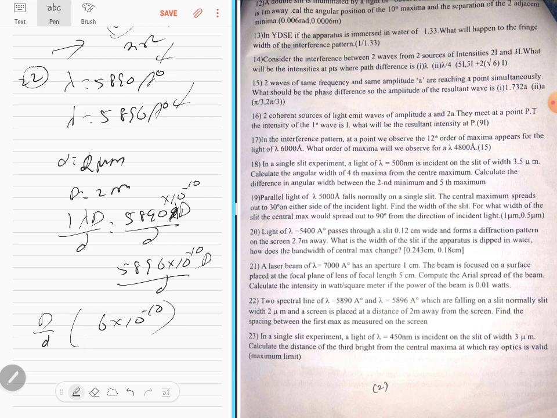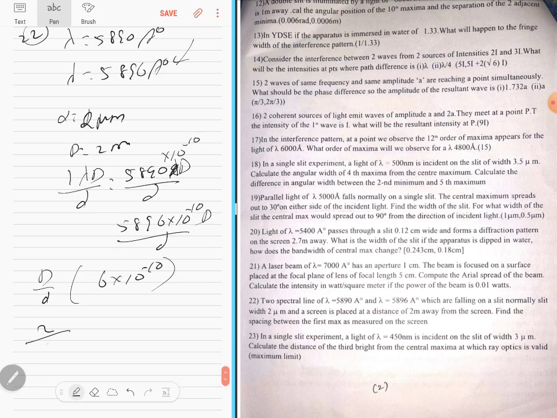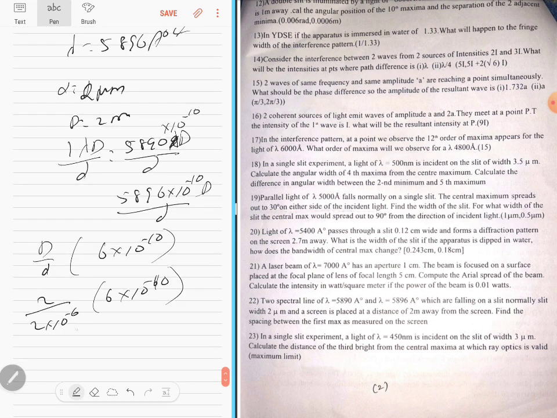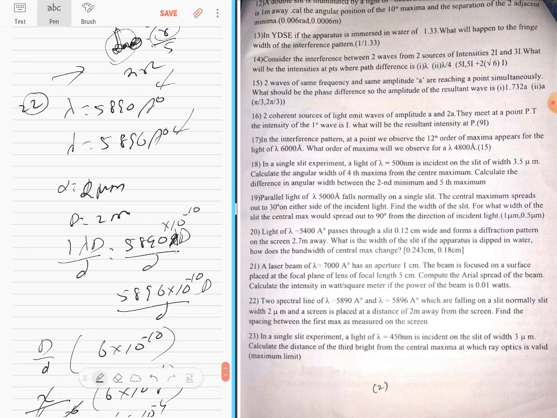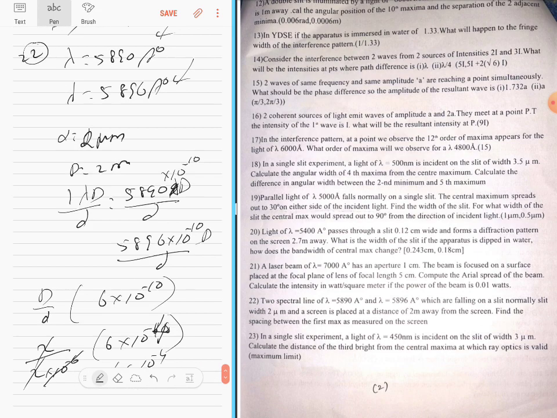If you know capital D by small d, it's 2 by 2 into 10 to the power minus 6, into 6 into 10 to the power minus 10. So then this goes up and will become 10 to the power 6 minus 10, that is minus 4, and 2 and 2 will get cancelled. 6 into 10 to the power minus 4. Again, see, they have not even specified the answers for these sums. So I'm doing the 22nd sum. There's no answer given here. That's the spacing between the first maxima as measured on the screen.